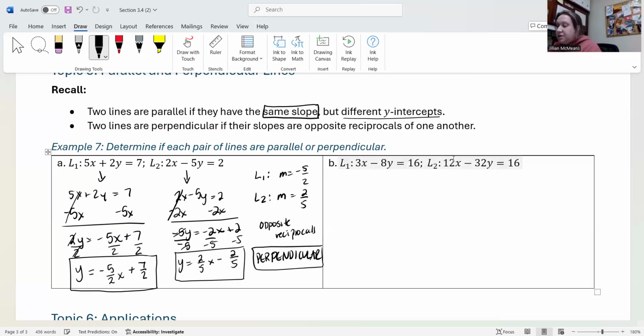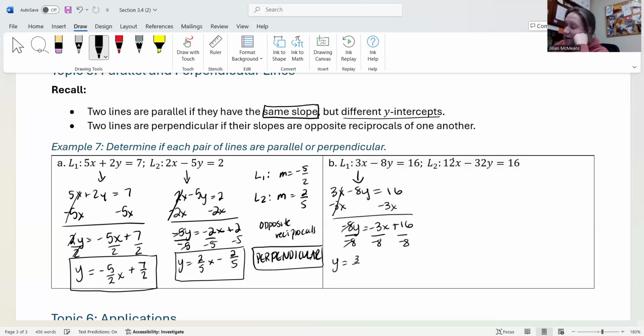Okay. Now let's look at part B. So for part B, we're going to look at L1. Looking at L1, we have 3x minus 8y equals 16. I need to get the 8y term alone. I subtract 3x. The 3x's become 0. That leaves me with negative 8y equals negative 3x plus 16. I now have to undo the multiplication of negative 8 and y, so I divide everything by negative 8. And that's going to leave me with y equals positive 3/8 x minus 2.